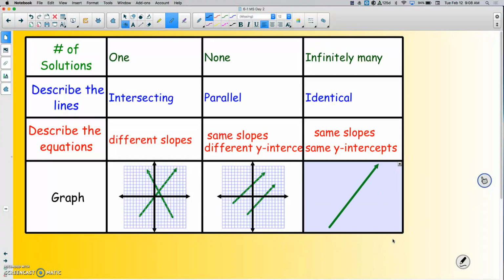So anyway, on the graph, it looks like there's only one line because they are exactly the same. So they have infinitely many solutions. They intersect at every point on the graph, every single point on the line. So it's an infinite number. So there can be one point of intersection. There can be no points of intersection when they're parallel, or an infinite number when the lines are identical.